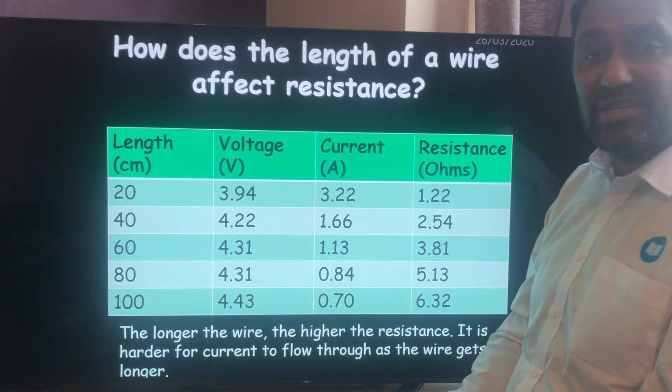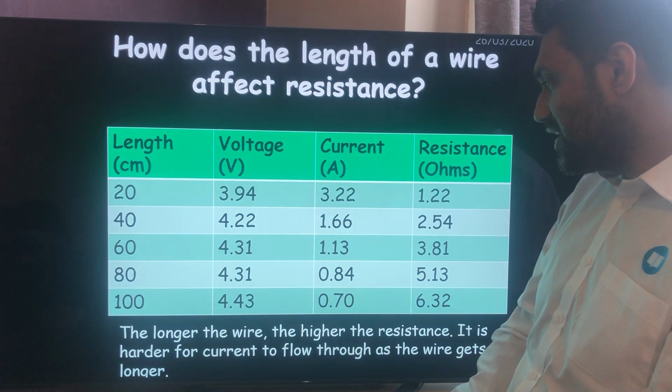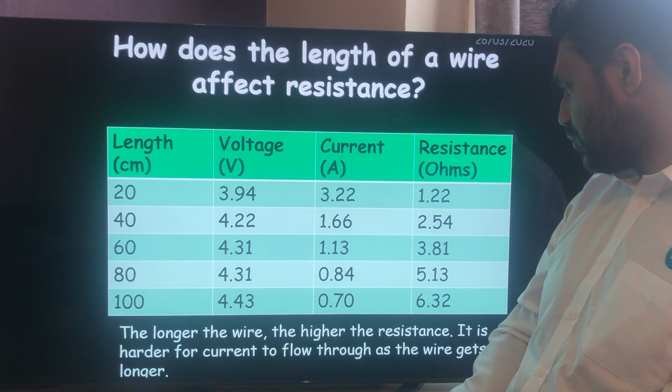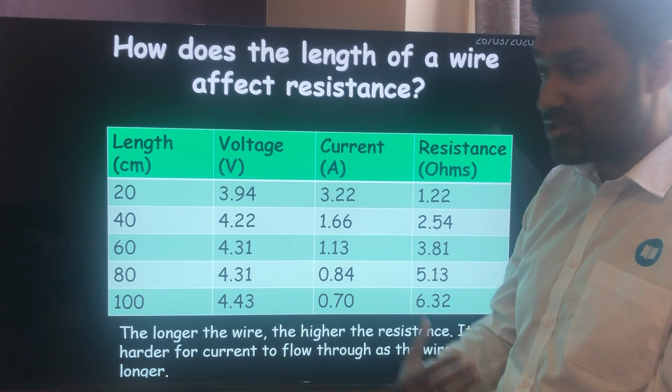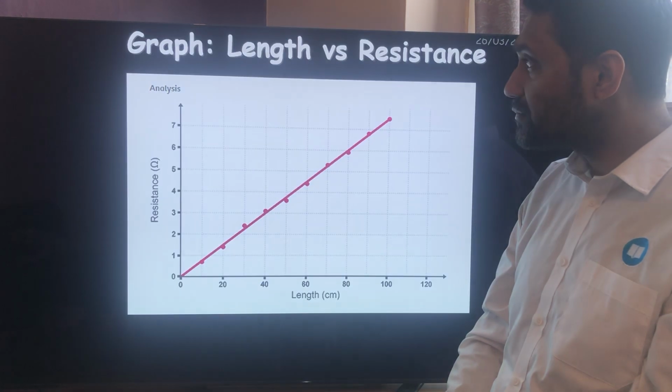So the conclusion for that particular required investigation: the longer the wire, the higher the resistance. It is harder for the current to flow through the wire as it gets longer because it's got further distance to go. So that's quite a straightforward one.